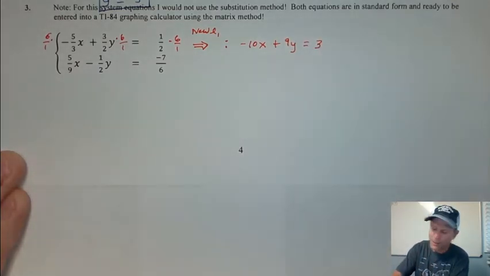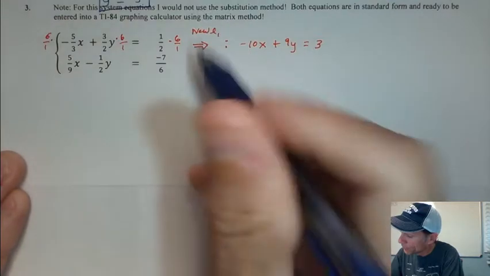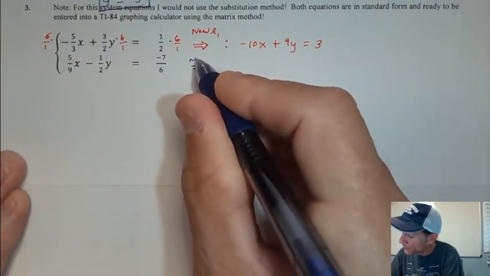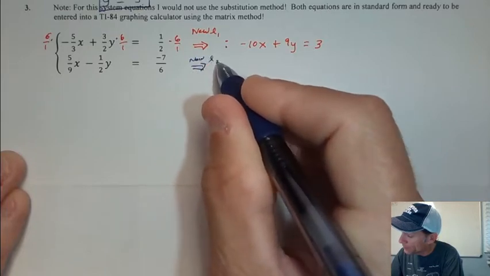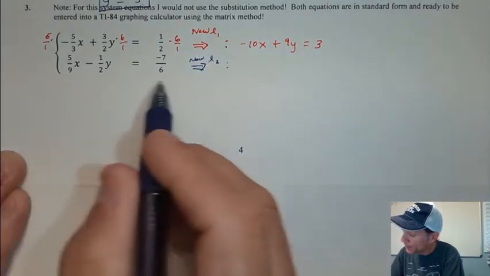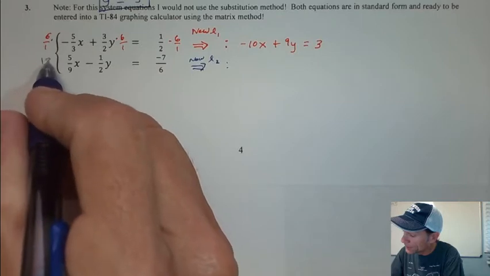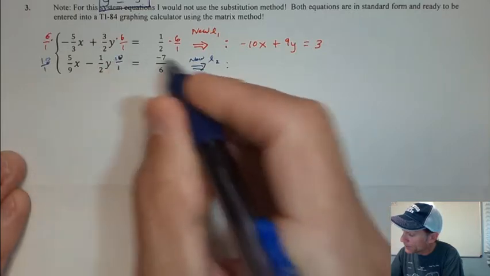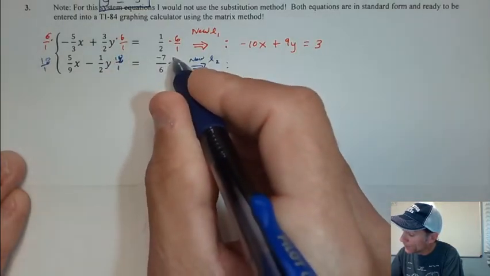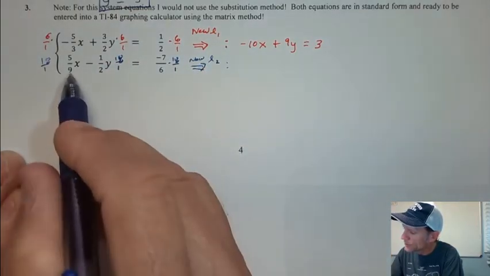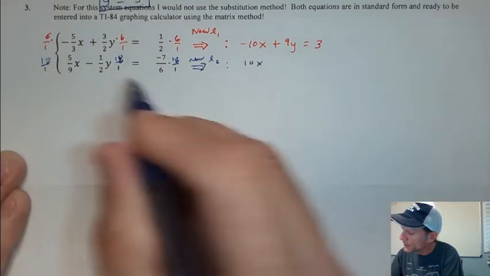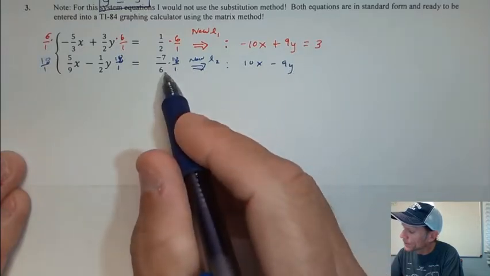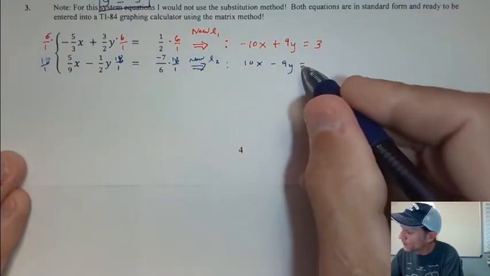Okay. Now looking at the second line, I'm going to form new line 2. You could work with the fractions, but I think it would be a big mistake. It's just a mess. My LCD on this side is 18, so I'm going to multiply everything on both sides by 18 over 1 to eliminate the fractions. Here I get 10x. Here I get minus 9y. And on this side I get minus 21.